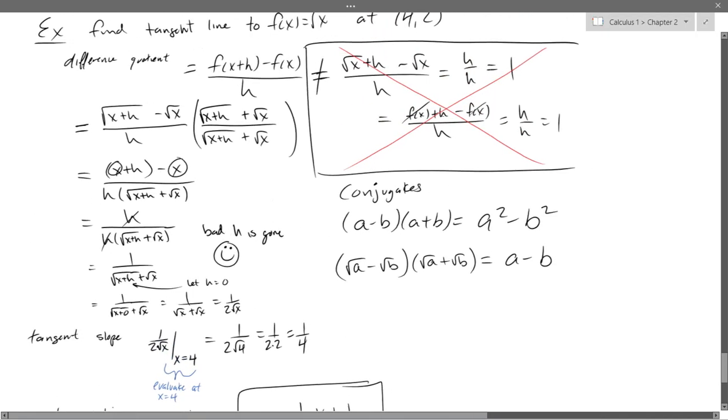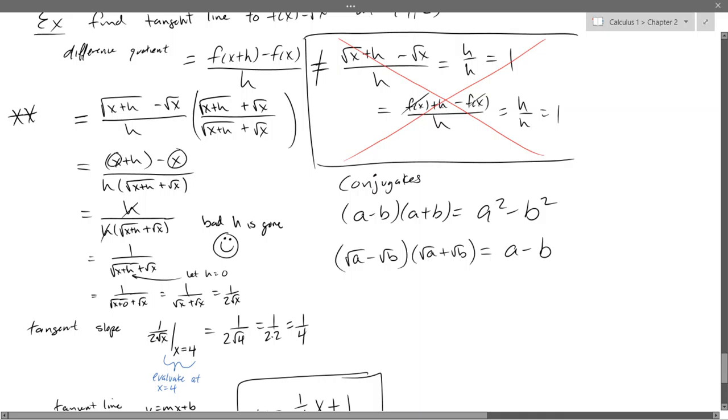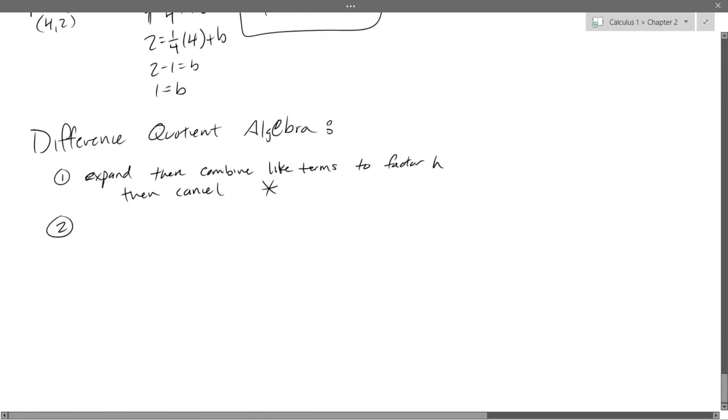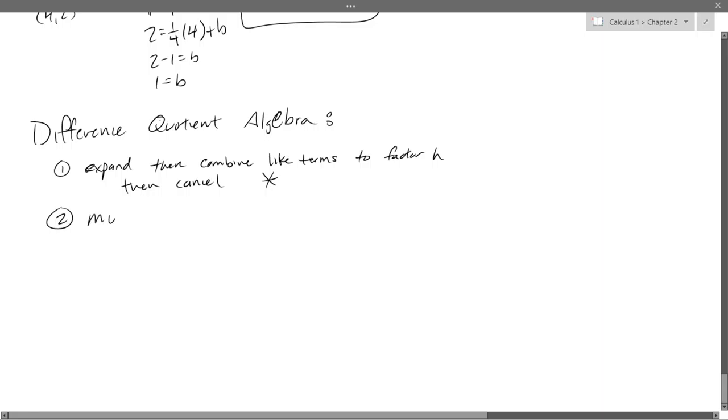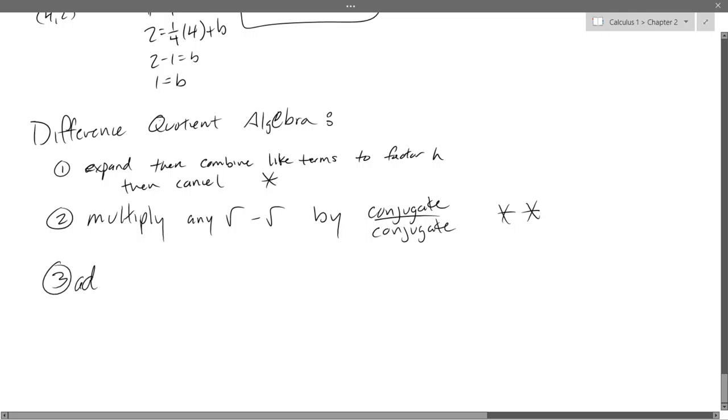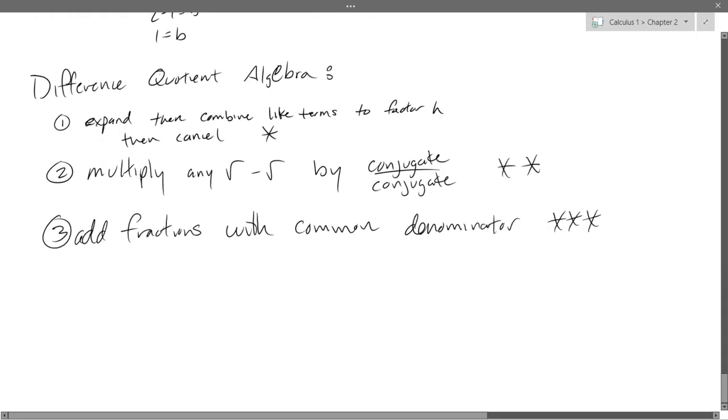Our second strategy, I'll put a double asterisk down here. So we did multiply any square root minus another square root by conjugate over conjugate. And this was double asterisk. And the one I haven't shown you yet: add fractions with common denominator. I'll put three asterisks, and we'll do an example of that right now.